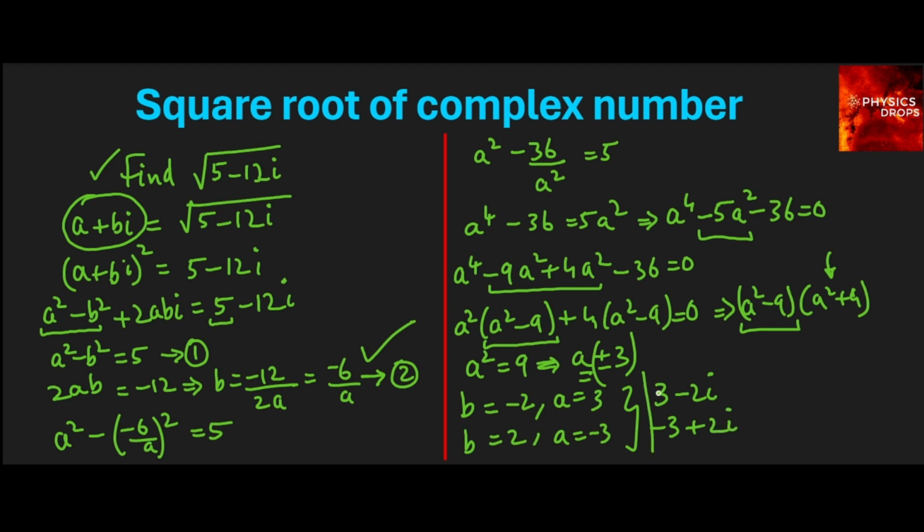So these are the two roots. When we take the square root of 5 minus 12i, these are the two solutions or answers we get.